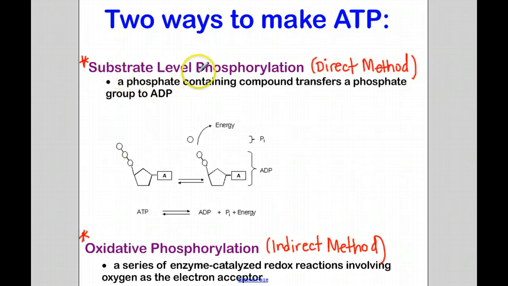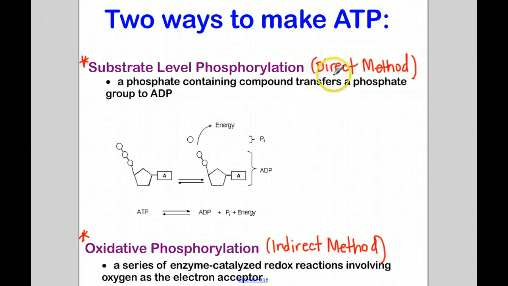The first one, substrate level phosphorylation, we would consider this a direct method of making it. Basically what we're doing is we're taking a phosphate containing compound and transferring one of its phosphates to an ADP. If we're adding one more phosphate to ADP, we're making ATP, right? If we start with 2 and we add one more, we end up with 3 total, so we end up with ATP. This reaction here represents this process, but in both directions. The important thing to remember about substrate level phosphorylation is that it's about transferring phosphates back and forth.